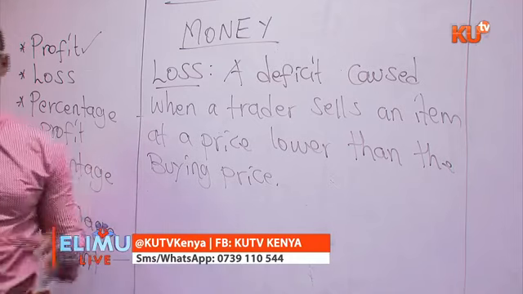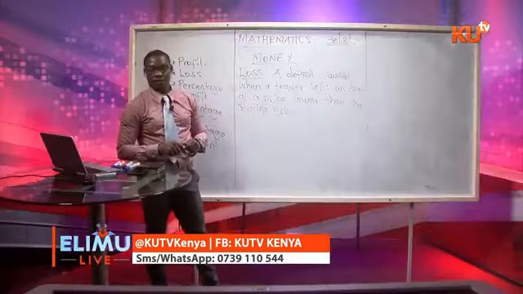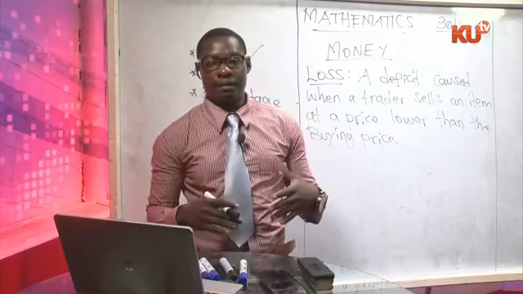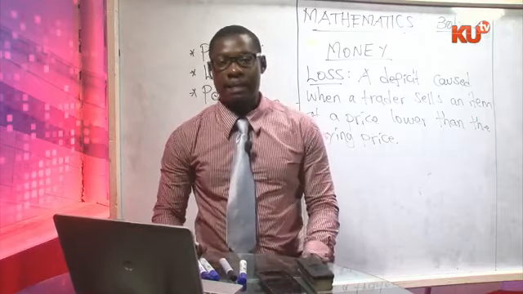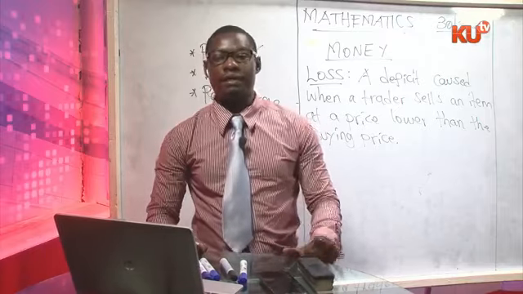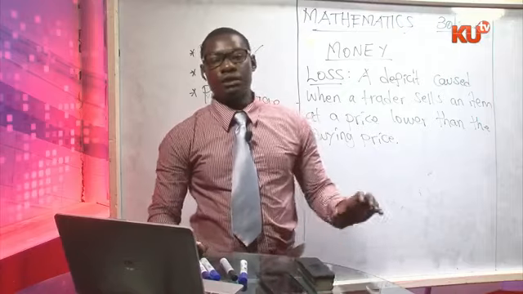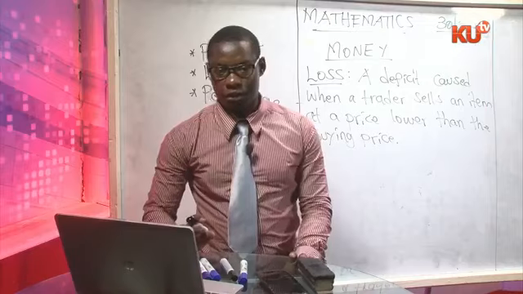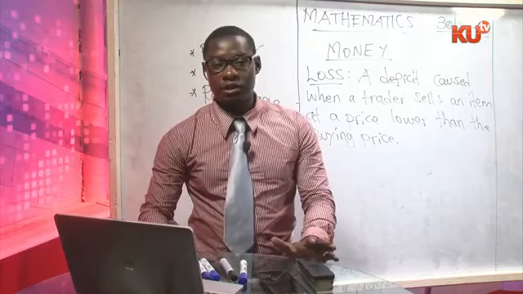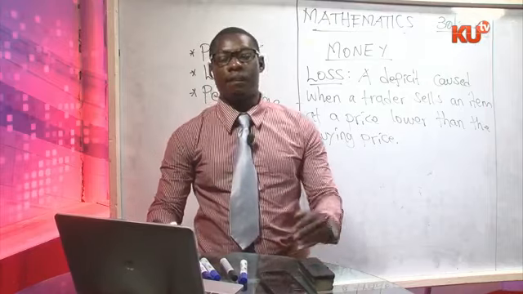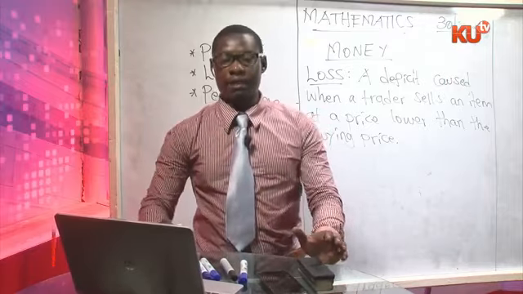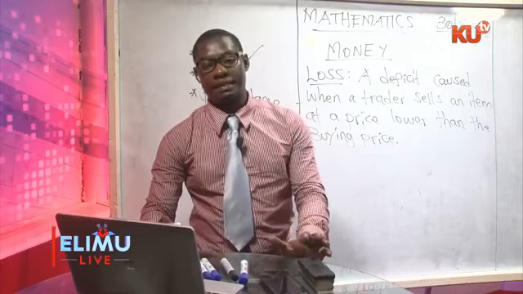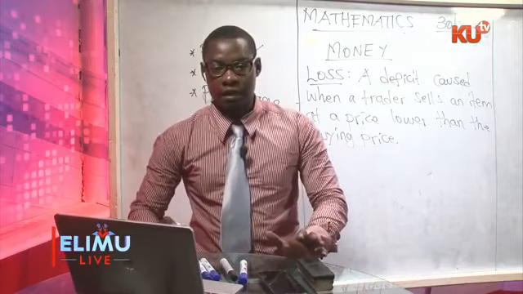So loss is the opposite of profit. If profit is gotten by taking the selling price minus the buying price, it means the selling price has to be more than the buying price to get a profit. Loss being the opposite, the buying price of the item is going to be higher than the amount of money you sell it for. Sometimes you buy something and sell at a lesser price. When that happens, you get what we call a loss.